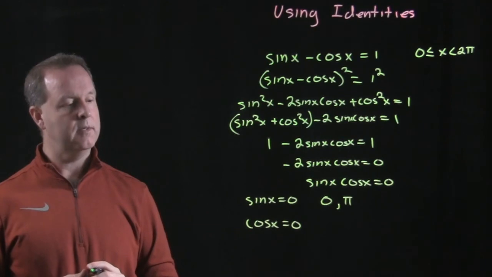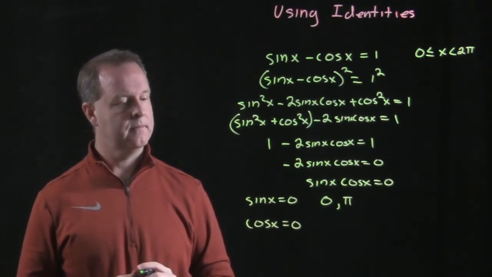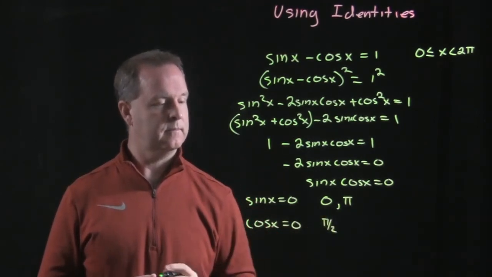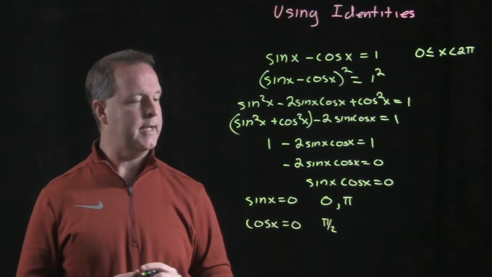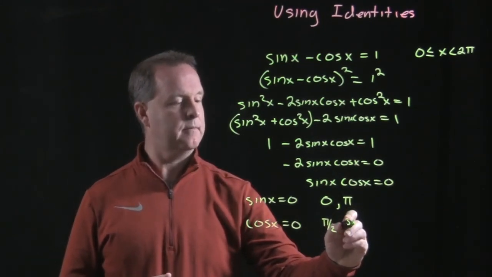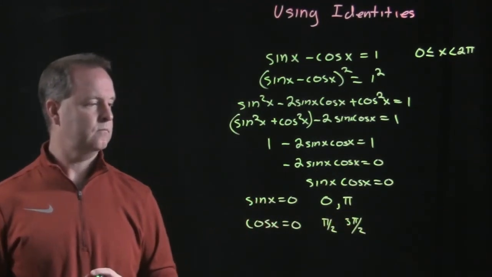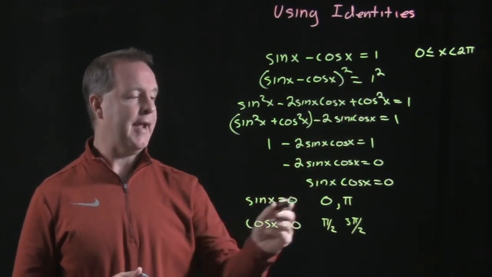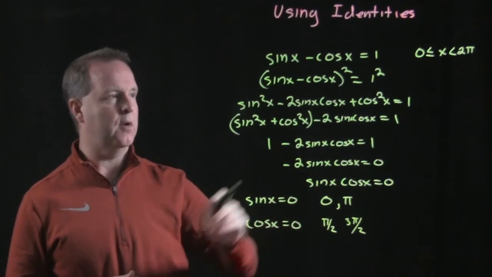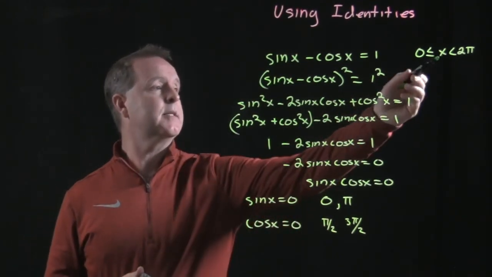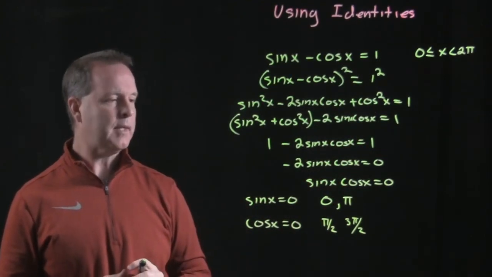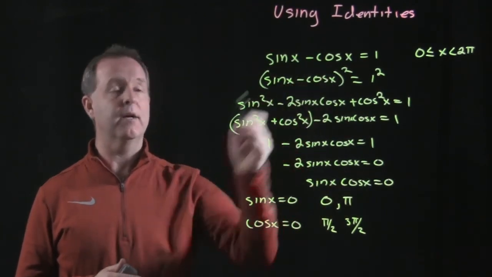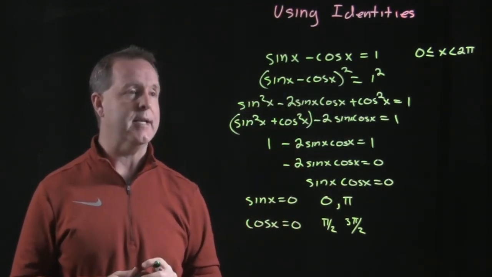Cosine of x is 0 at pi halves and 3 halves pi. Okay, I found 4 solutions that are all within this particular interval. If I add multiples of 2 pi to any of those, those solutions would need to be excluded because of my exclusion to begin with. And now I just want to check those solutions to see if this equation right here is true, because we may have introduced an extraneous solution.